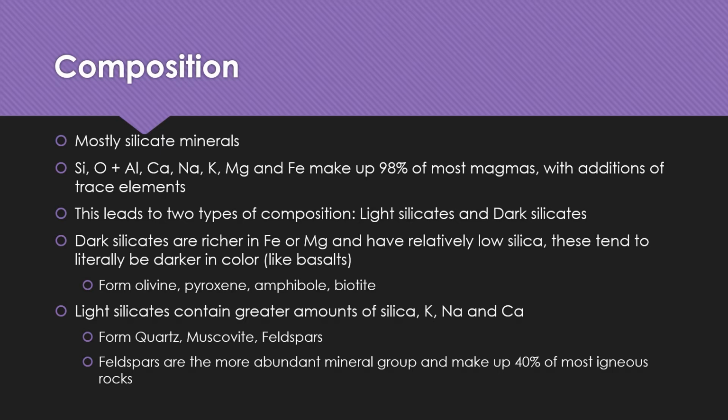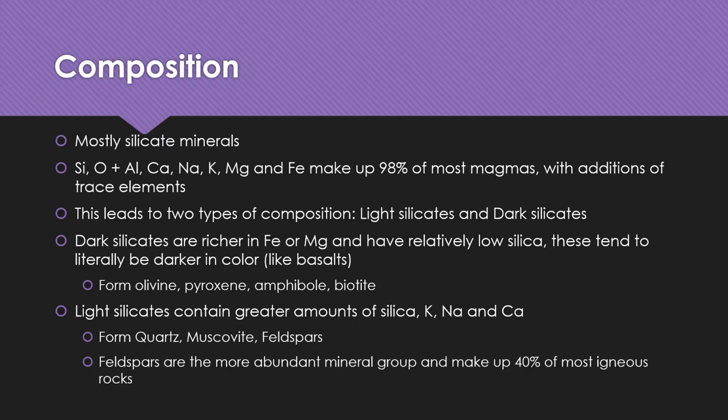So this leads to two types of composition, light silicates and dark silicates. So remember, silicate minerals are minerals that are predominantly made with silica. Silica is the base here, so like SiO2, like quartz, okay? Or SiO4, sorry. So dark silicates are richer in iron or magnesium.